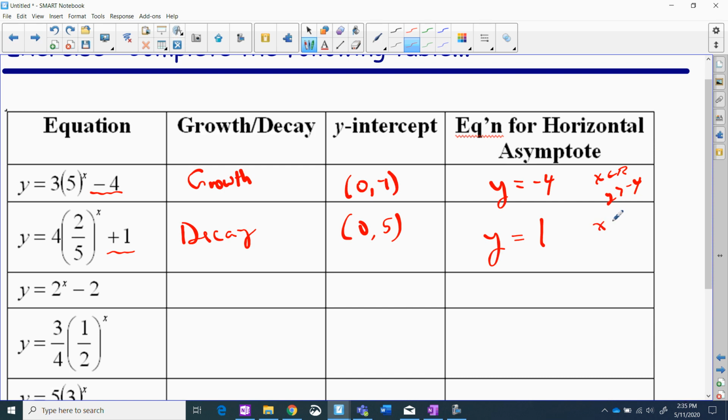Didn't ask for domain and range, but let's write them out. X could be anything. In this case, there's no reflection, so all the y values are going to be above the horizontal asymptote of y equals 1. So it's greater than that number.